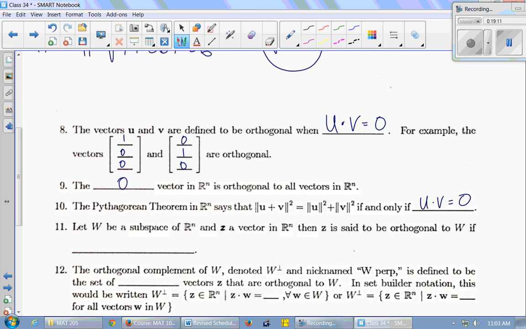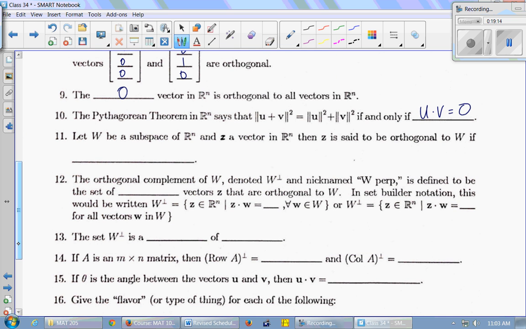Okay, so now here's some stuff that you probably have not seen before. If W is a subspace of Rn and z is a vector in Rn, then z is said to be orthogonal to W if, so we've defined what it means for two vectors to be orthogonal to each other, but for a vector to be orthogonal to an entire vector space, it has to be orthogonal to every vector in the vector space. So z is said to be orthogonal if z dot w equals 0 for every w in W.